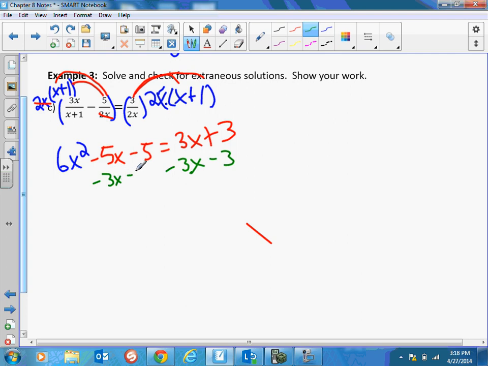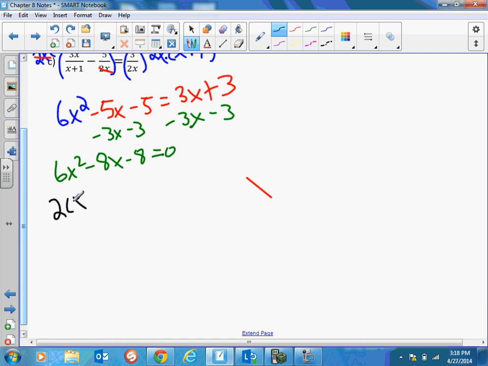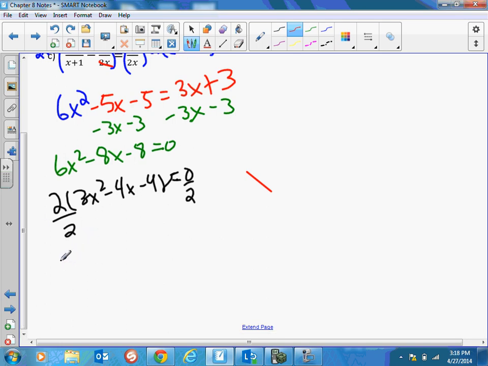So we subtract 3x and we subtract 3, and we end up with 6x squared minus 8x minus 8 equals 0. What's the least common denominator of 6, 8, and 8? It's just 2. So we factor out a 2, and we have 3x squared minus 4x minus 4 equals 0. We can divide by 2, so we don't have to deal with that. 0 divided by 2 is 0, so that would cancel out. So we'd have 3x squared minus 4x minus 4 equals 0.